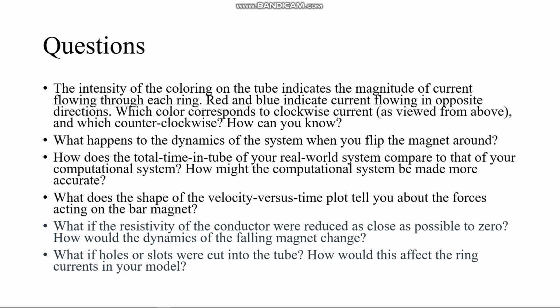Then the resistivity: if it was approaching zero, the current would increase, following V equals IR, where V is the EMF. If R drops due to the resistivity dropping, I has to increase, which means that overall there's going to be a lot of slowing. And if you cut holes into it, the flux will change. This would decrease the amount of flux, decreasing the amount of current, and actually increasing the fall time.